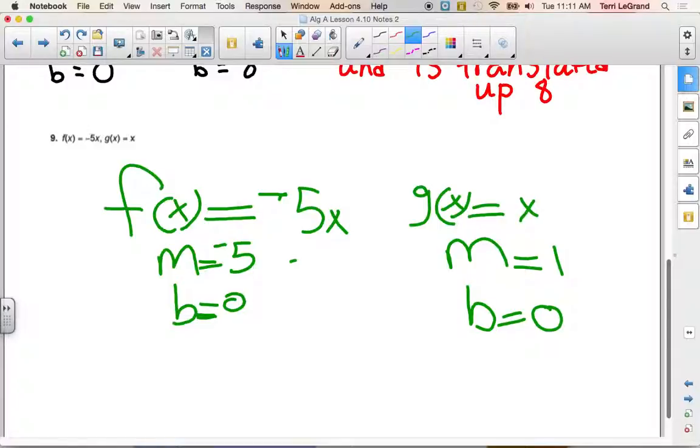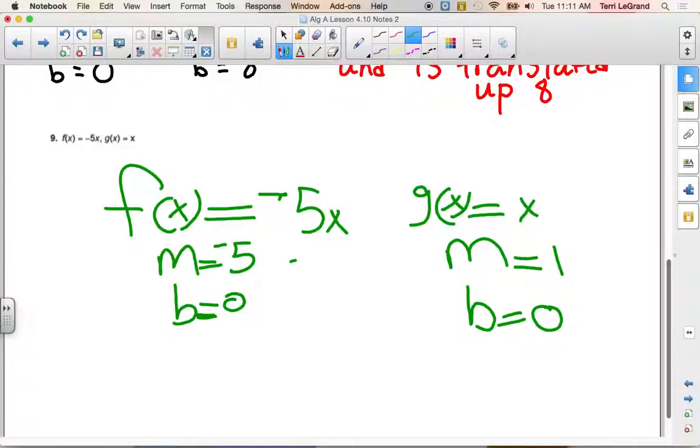Okay, so everybody agree with Dakota so far? He's got his slopes and y-intercepts identified. Everybody agree with him so far? Okay. Go ahead, Dakota. What do you want to do next? It got rotated, he says. Now more steep. I disagree. F of x is rotated. It's less steep. It gets less steep.